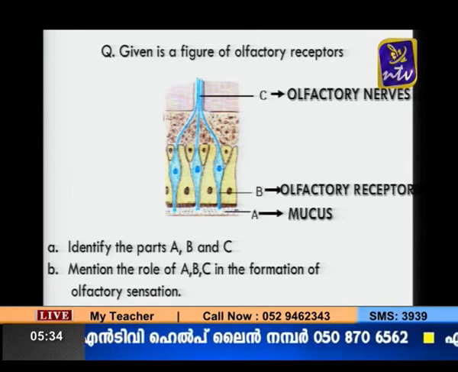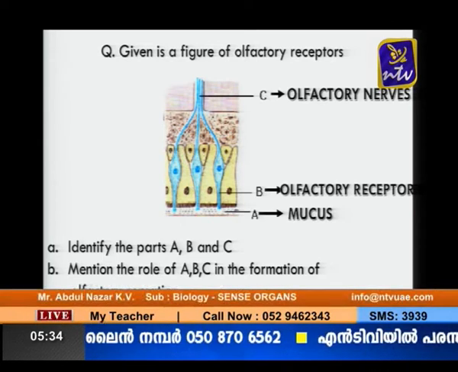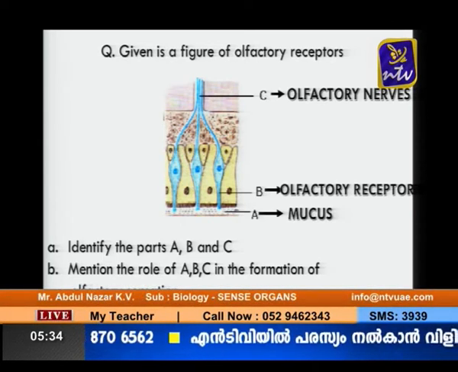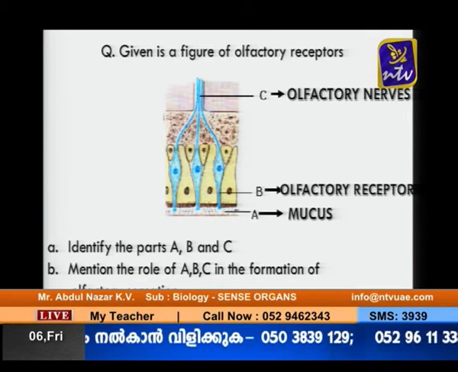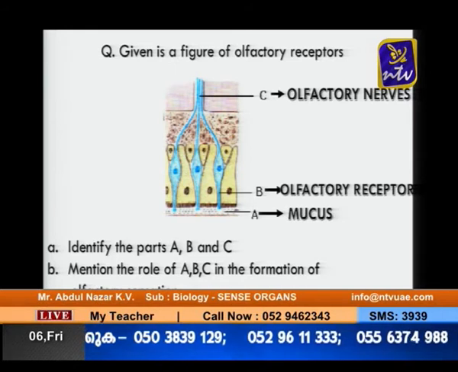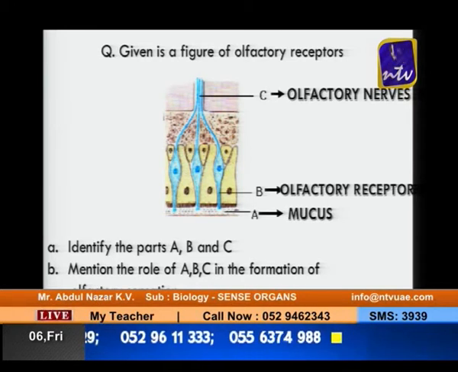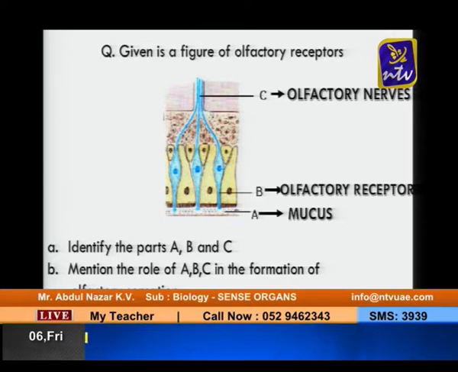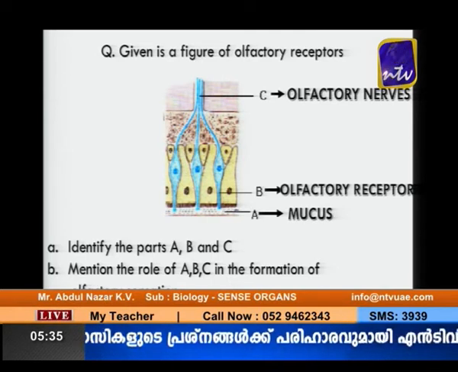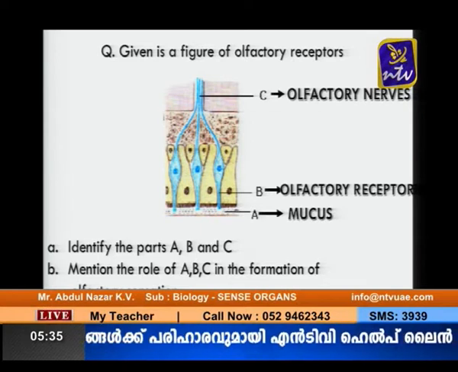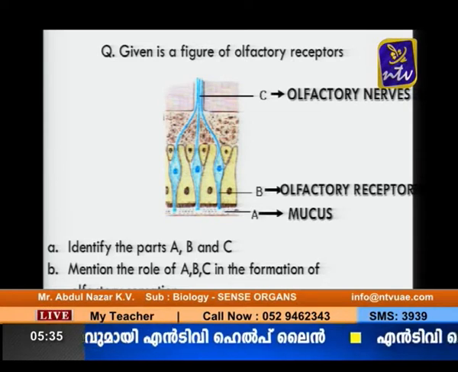Then the role, as explained to you already: odoriferous substances or smell molecules dissolve in the mucus. Then they stimulate the olfactory receptors. The olfactory receptors are connected to the olfactory nerve. The olfactory nerve carries the stimulus to the brain. With the interpretation of the brain, we are able to detect the smell.